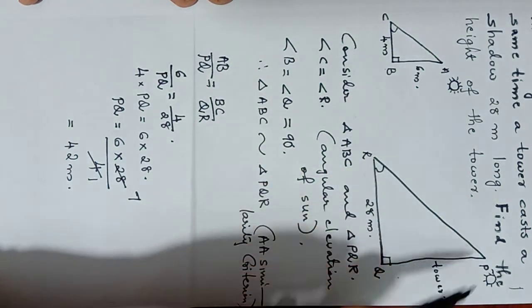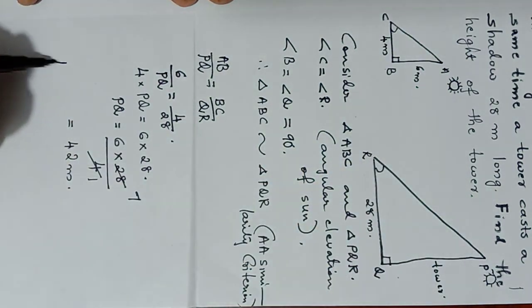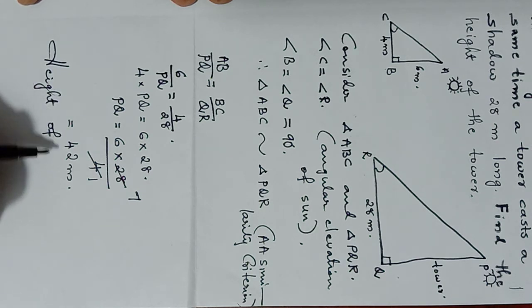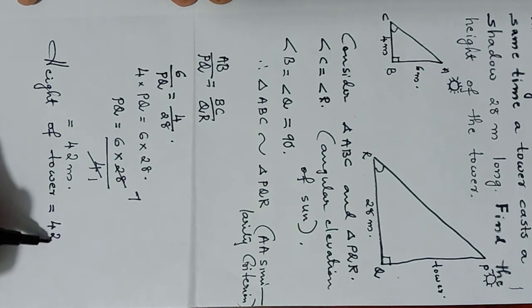Find the height of the tower is the question. So height of the tower is equal to, we have to write it in words. Height of tower is equal to 42 meter. Very simple.